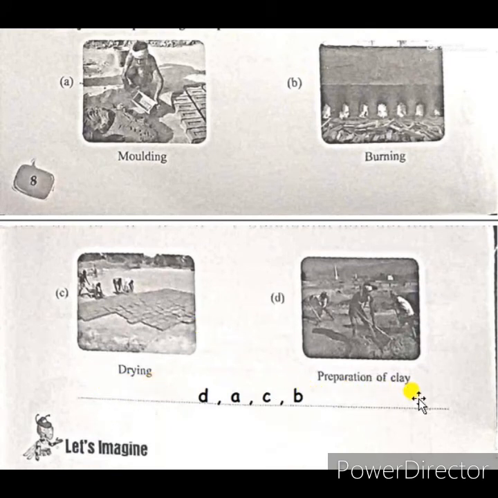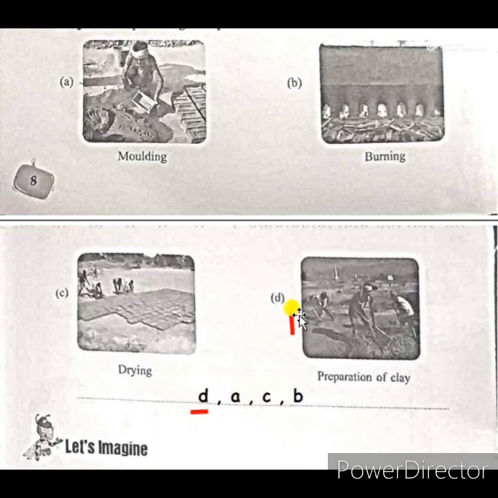What is the first picture showing? Picture A is molding, picture B is burning, C is drying and D is preparation of clay. So what will be the first stage in the making of bricks, students? The first stage is preparation of clay. So you write D. You can write D in the line given on that page. The first stage is preparation of clay.